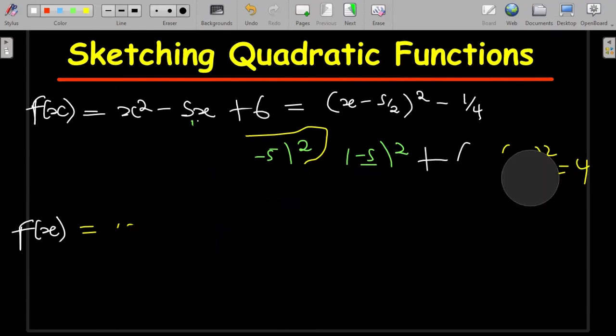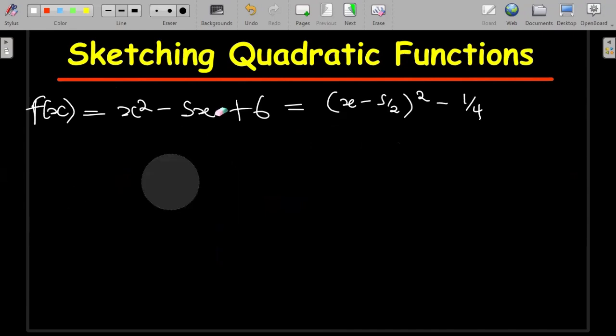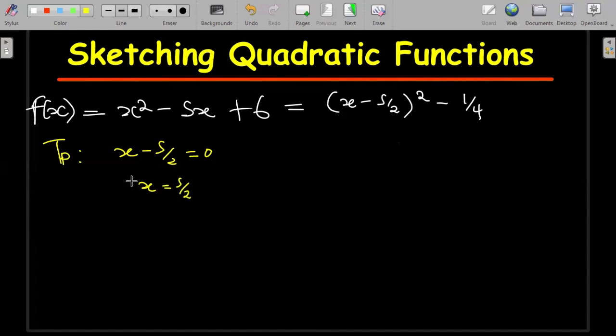From the completed the square form, we can get our turning points, our y-intercept, and we can also get our x-intercept. So let's start with the turning point. For the x coordinate, you get whatever is inside the brackets here, equate it to 0 and then solve for x. So x minus 5 over 2 is equal to 0, so x will just be 5 over 2. You see that this value is the same that we got when we used this formula.